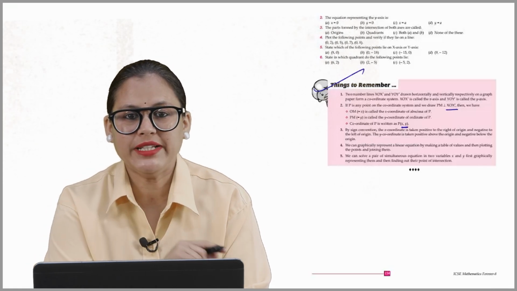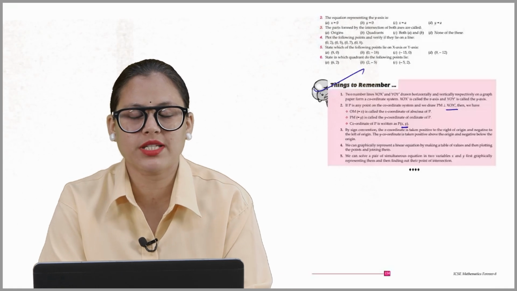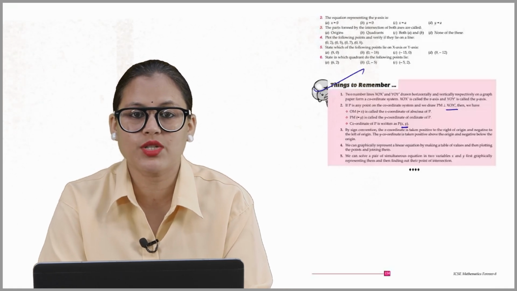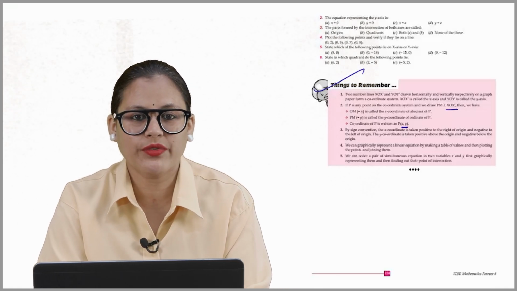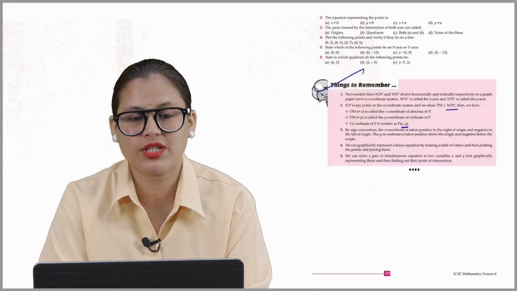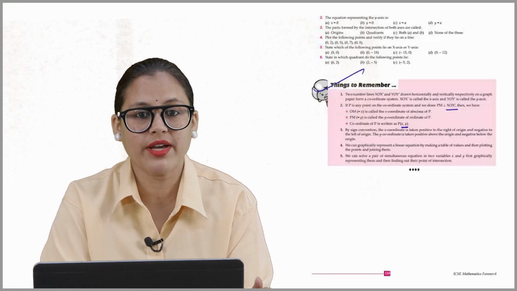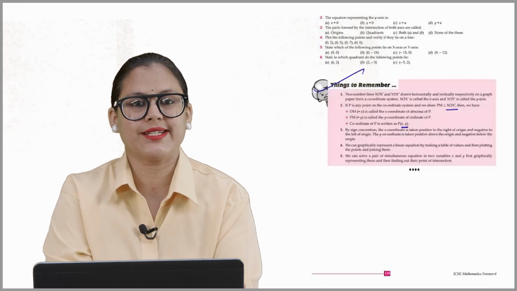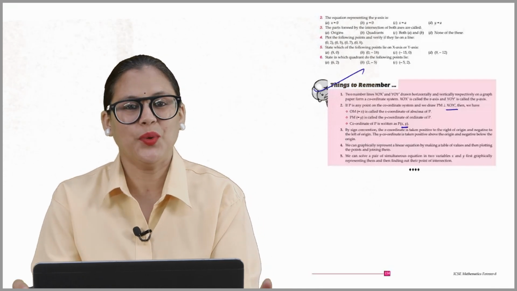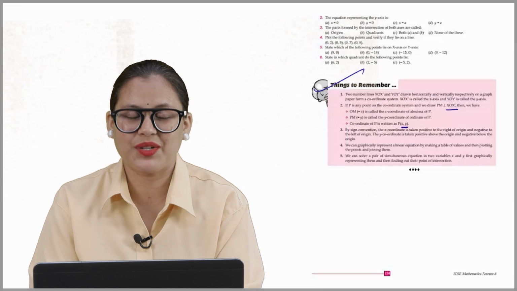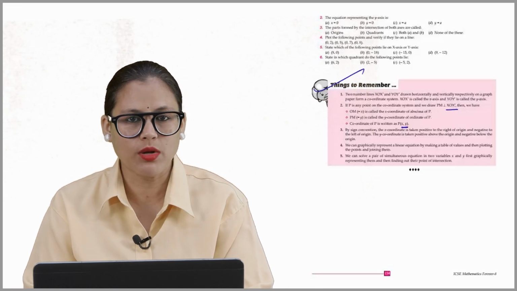Number 4, we can graphically represent a linear equation by making a table of values and then plotting the points and joining them. Number 5, we can solve a pair of simultaneous equations in two variables x and y by first graphically representing them and then finding out their point of intersection. Students, I hope you have understood this chapter. Now you will practice plotting graphs.